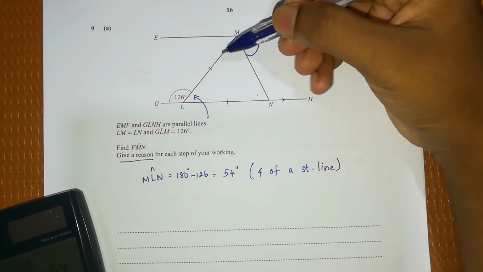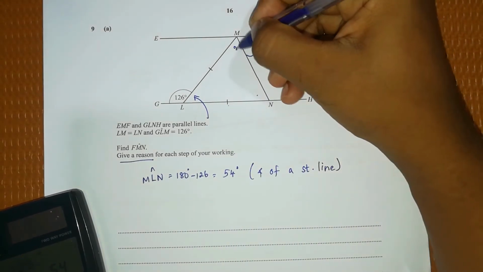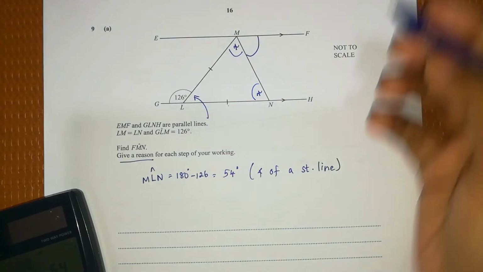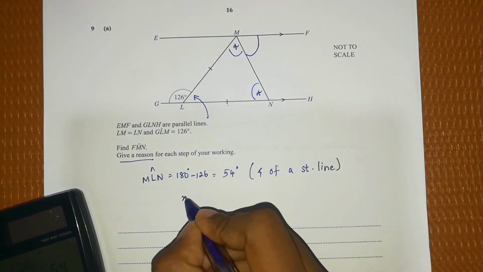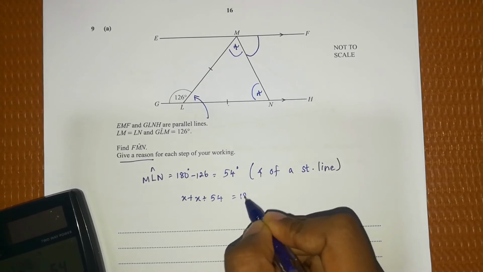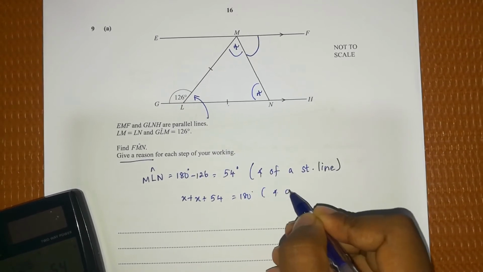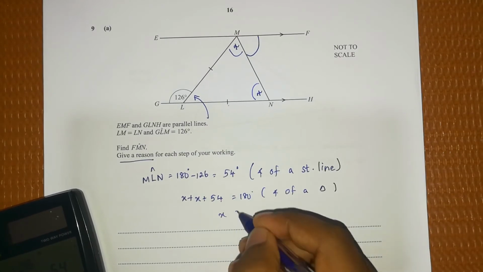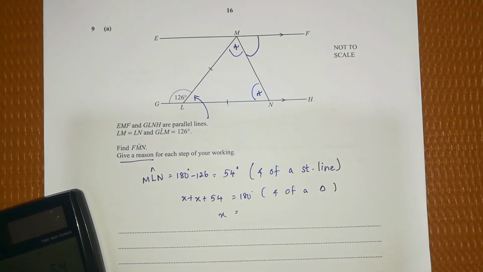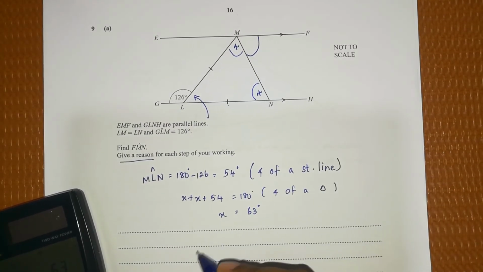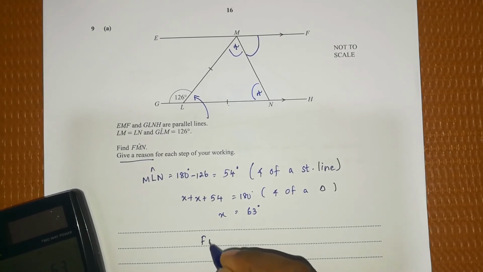After that, since these two are equal, you can have it as x in both the cases because these two angles are the same. Then x plus 54 should equal 180. The reason is angles of a triangle. Then x is (180 minus 54) divided by 2, which is 63. Then we have our answer.